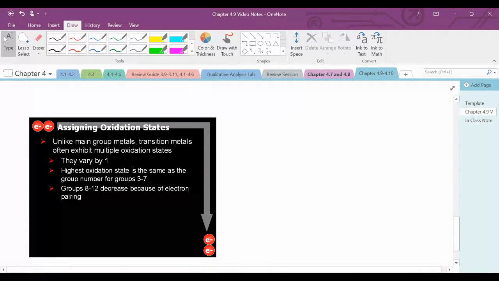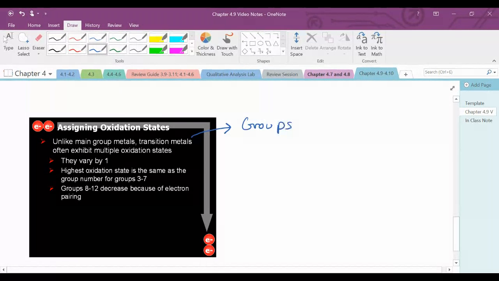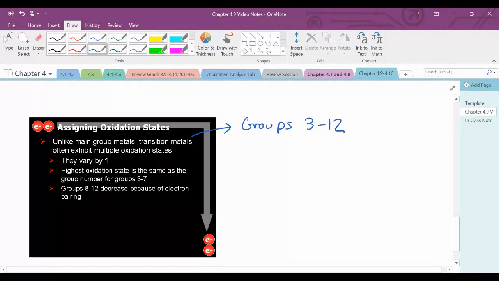So then if we look at transition metals, they are in groups 3 through 12. They can exhibit multiple oxidation states. They vary by 1. The highest oxidation state is the same as the group number for groups 3 through 7. And for groups 8 through 12, those oxidation states decrease because of electron pairing.